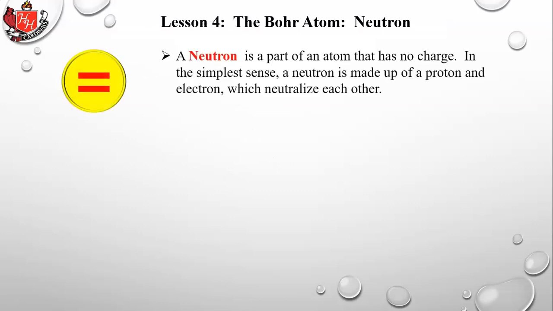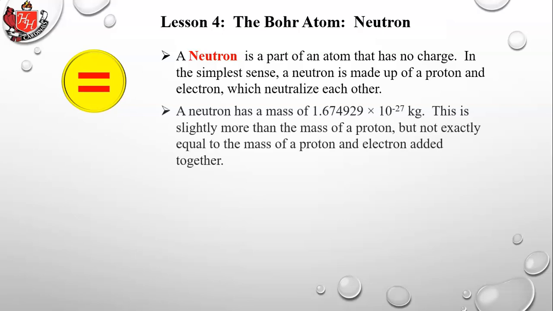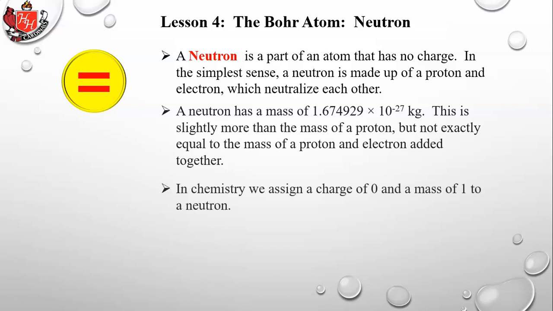A neutron is a part of an atom that has no charge. In the simplest sense, a neutron is made of a proton and an electron, which neutralize each other. A neutron has a mass of 1.67 times 10 to the negative 27th kilograms. This is slightly more than the mass of a proton, but not exactly equal to the mass of a proton and electron added together. In chemistry, we assign a charge of 0 and a mass of 1 to a neutron.